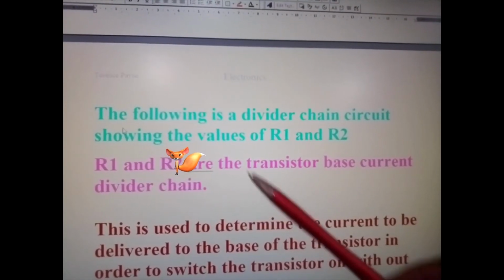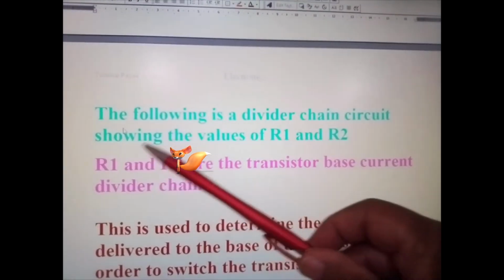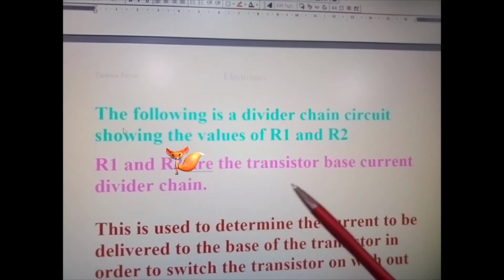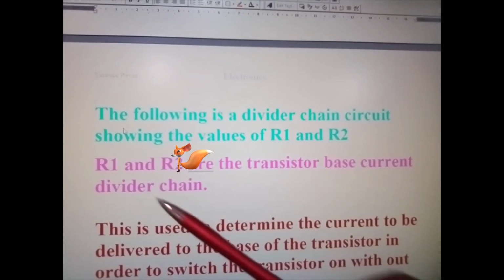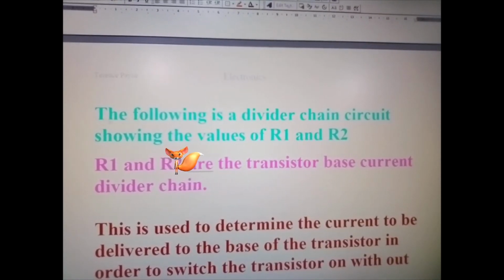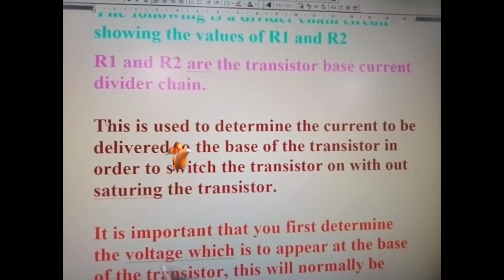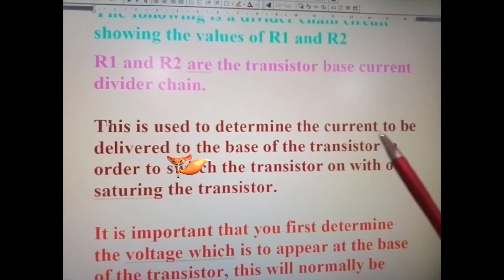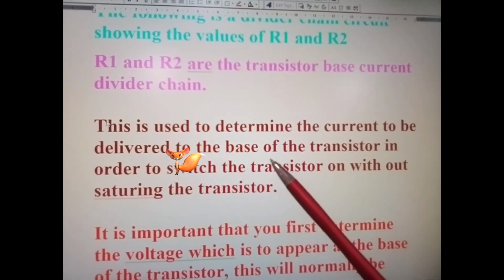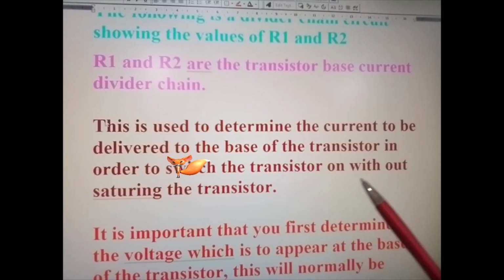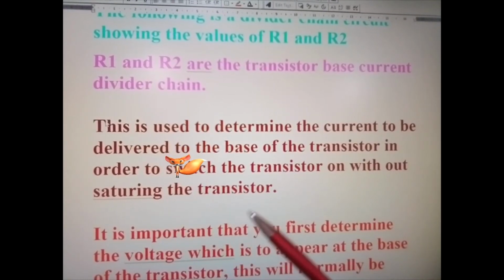Now the following is a divided chain circuit showing the values of R1 and R2. R1 and R2 are the transistor base current divider chain. Now this is used to determine the current to be delivered to the base of the transistor in order to switch the transistor on without saturating the transistor.